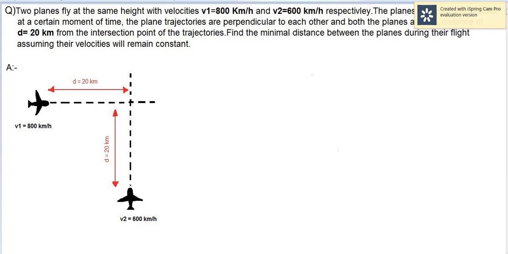So, we will now have to think about this problem sitting in one of the planes. That makes the problem simpler. Instead of doing it in Earth's reference frame, it is always convenient to solve the problem in one of the reference frames of the planes. So, we will do this using the second plane, v2, which is moving at 600 kilometers per hour, as our reference frame.